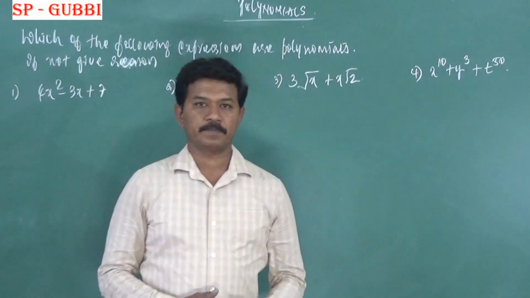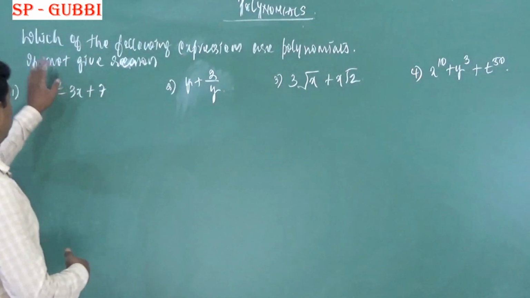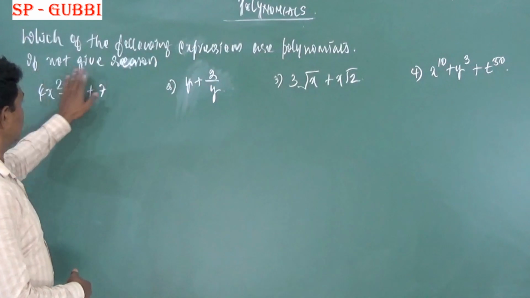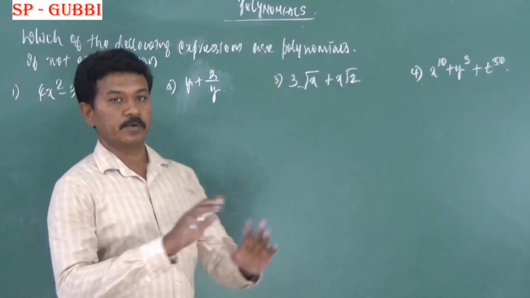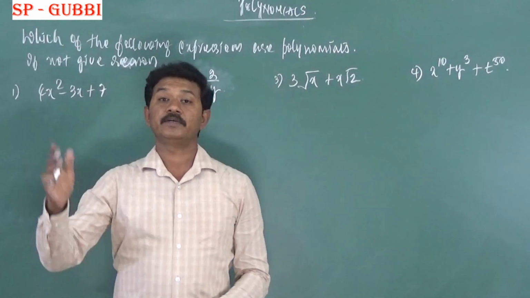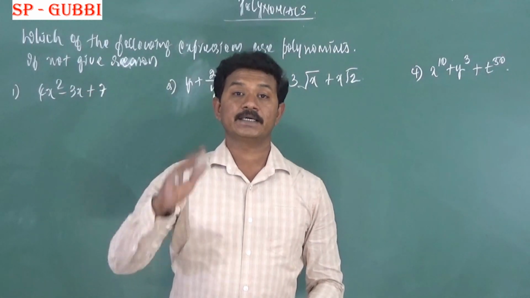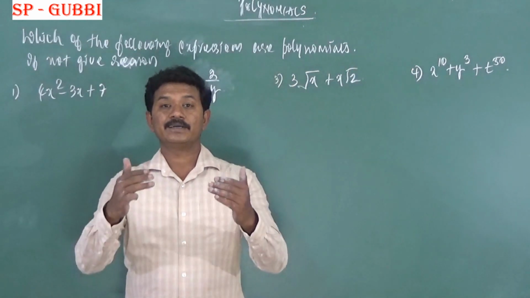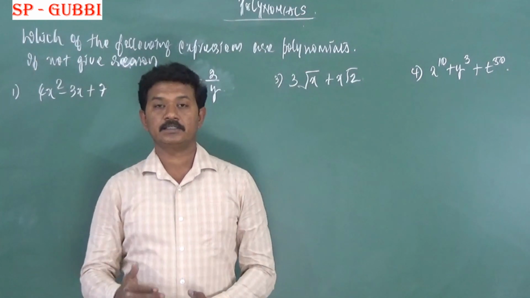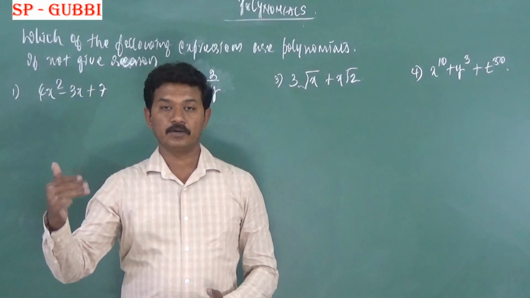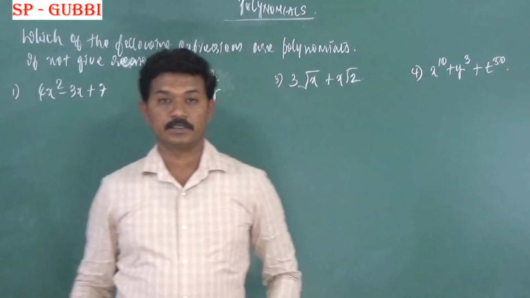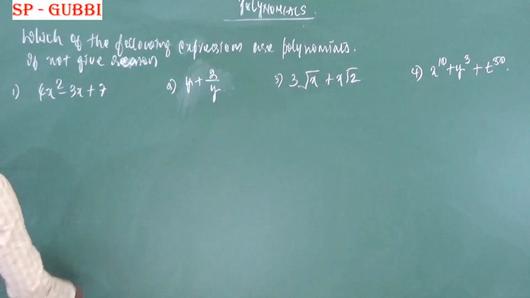Now we will go with the next part of polynomials, where we will be going with this question here. Which of the following expressions are polynomials? If not, give reason. If it is a polynomial, no problem, we will analyze the problem and just write that it is a polynomial. If it is not a polynomial, we have to write the reason for that. Here we are dealing with polynomials having a single variable, that is, the same variable. Okay, let us go with the first one.